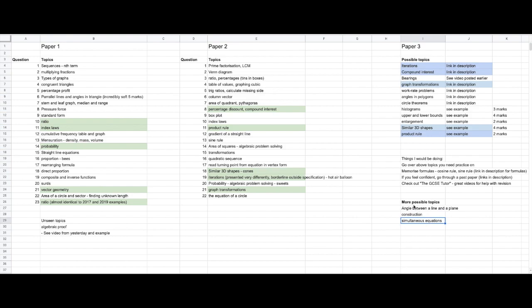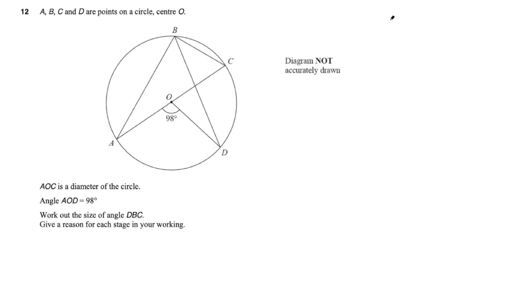So now I'm going to go through some questions on these topics to help with your revision. So let's go ahead and get into those. As I said, there's been no circle theorems questions yet, so I'm going to go through a couple of circle theorems questions to start off.